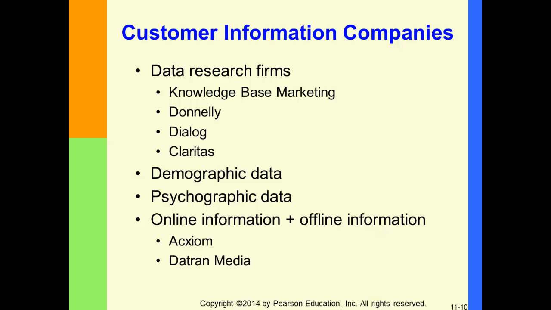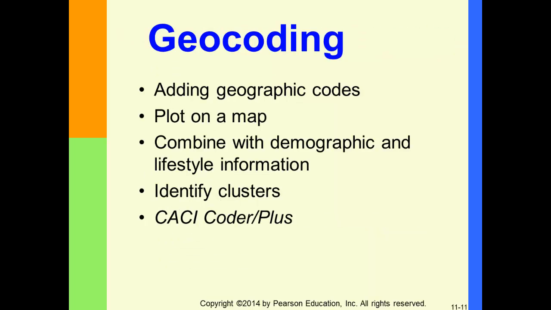For companies that lack the ability to gather personal information from their customers, a number of data research firms can supply that. Some of the more well-known companies, such as Knowledge Based Marketing, Dialogue, and so on, can provide demographic and psychographic information. Other companies, such as Acxiom, can combine online information a company may have about their customers with offline information. Purchasing this type of information is necessary for organizations who can't obtain the data themselves.